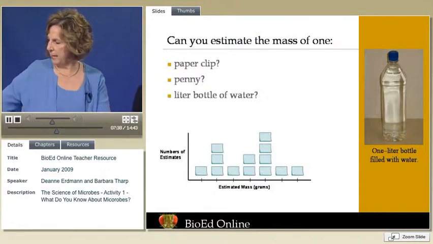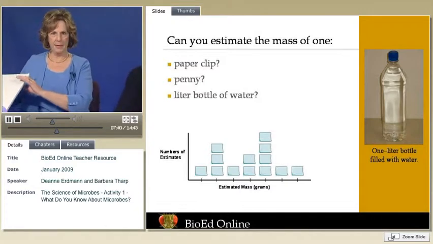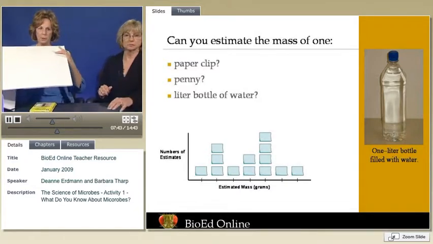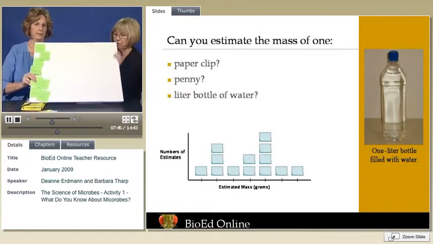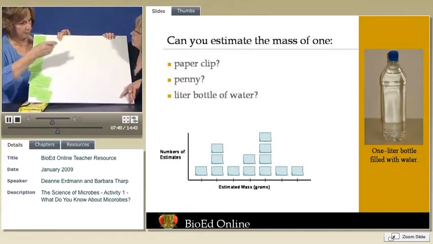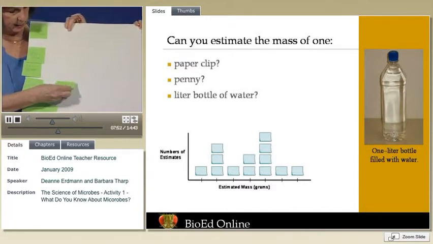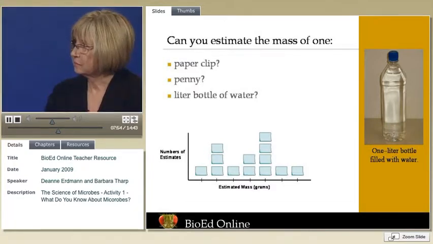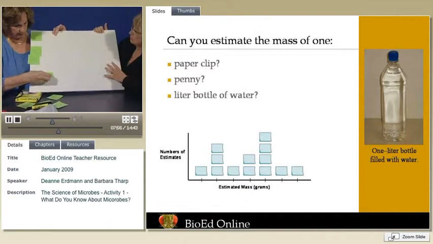And then after that, we're going to ask the students to come up and do this on the board, and we'll try to just give you a little simulation of what's going on. Let's say, for example, one student said that they thought it weighed 46 grams. So where would you put that, Barbara? Way over there. So 46 grams right here.